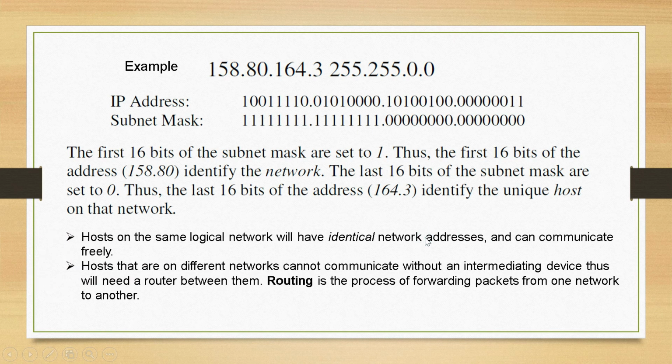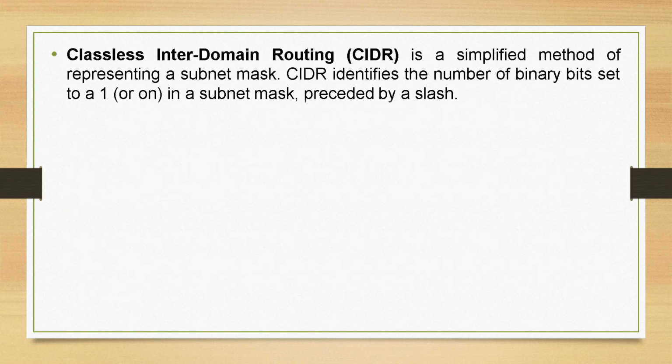158.80.164.3. So remember that hosts on the same logical network will have identical network addresses and can communicate freely. And hosts that are on different networks cannot communicate without an intermediating device, thus will need a router between them. Routing is the process of forwarding packets from one network to another.